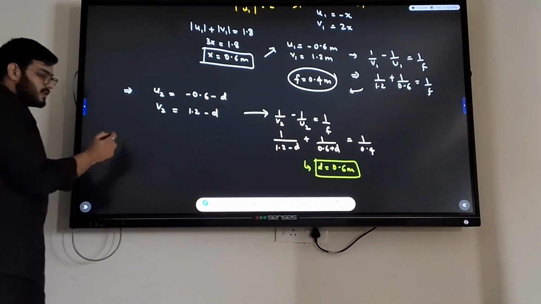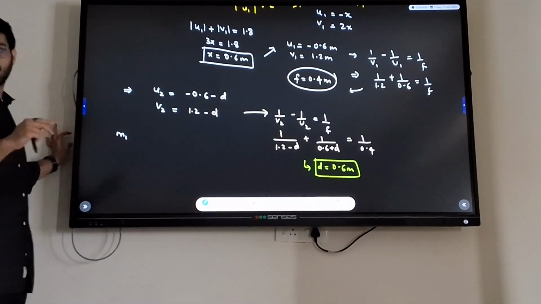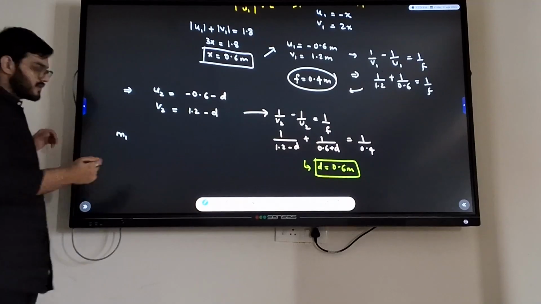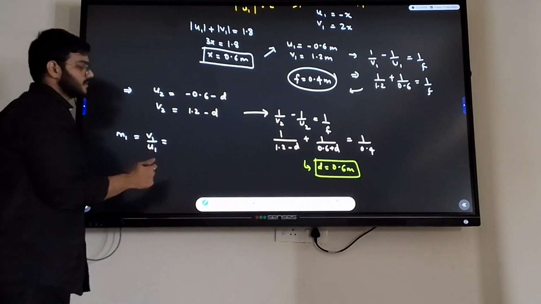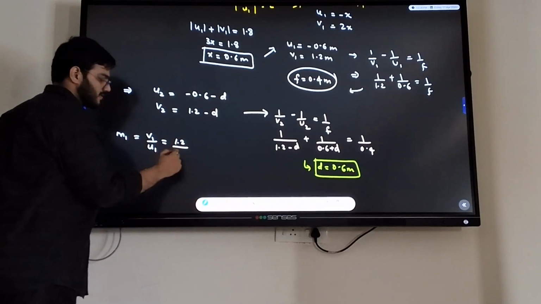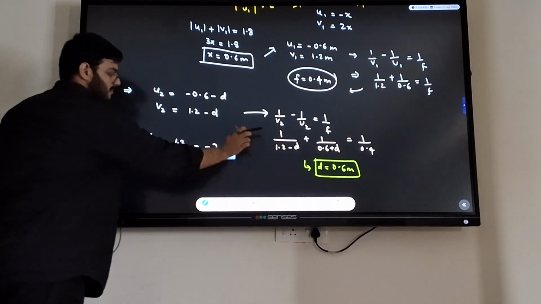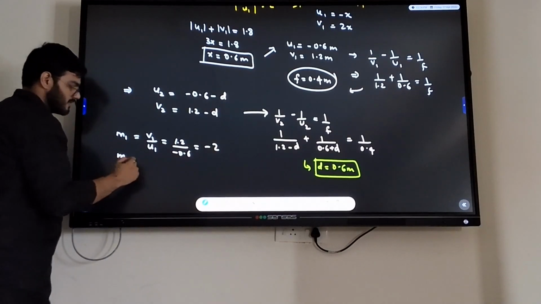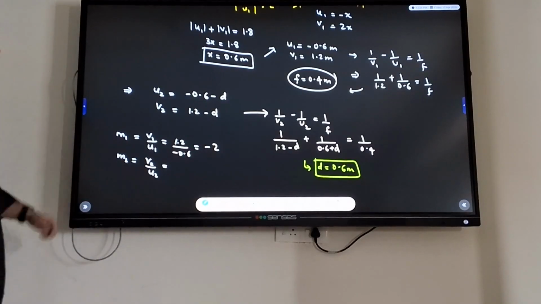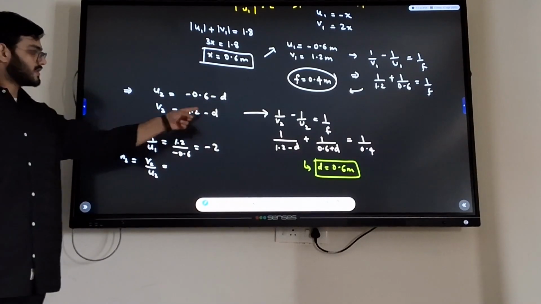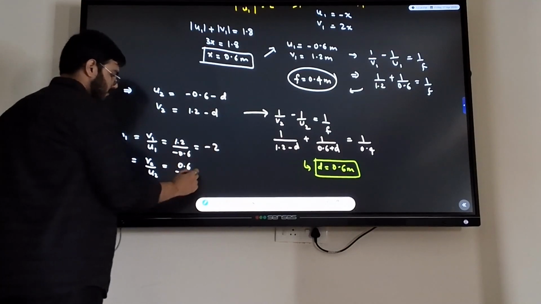Tell me the values of M1 and M2. The magnitude of M1 was 2. M1 is V1 by U1. What is V1? Minus 1 by 1.2, and this will be 0.6 over minus 1.2, which is minus 2. What will be M2? V2 by U2. What is V2? I think that will be 0.6. And what will this be? Minus 1.2.